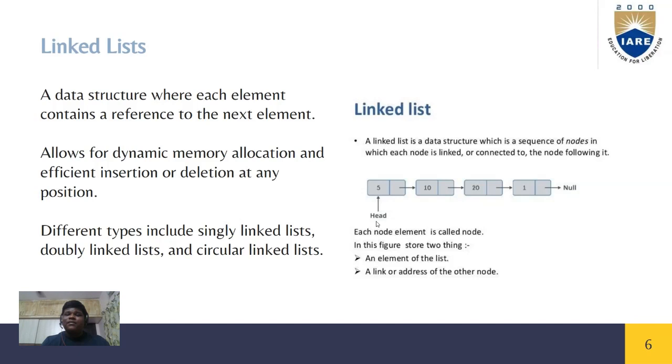As we can see here in the diagram, a linked list is a data structure which is a sequence of nodes in which each node is linked or connected to the node following it. As you can see, the first node is called head, and the last node is called tail, and the last node's value is always null. As we keep on iterating, the node has two parts. One part stores the value, and one part stores the address. The head stores the address of the second, and the second stores the address of the third, and so on. So the last tail node has the value but doesn't have the address. Address is null. Each element is called a node. This figure stores two things: an element of the list and the address of the other node.